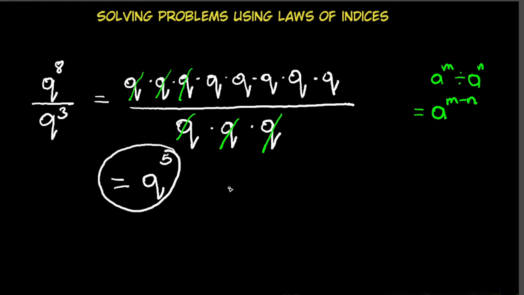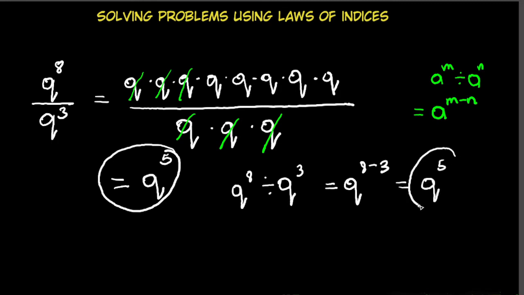If we had gone ahead and done it as q raised to the 8th power being divided by q raised to the 3rd power, what would we get? It would be q raised to 8 minus 3, and that is q raised to the 5th power. So either way, it would be correct.